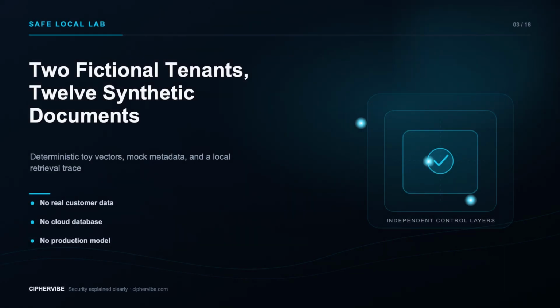The lab contains 2 fictional tenants, 12 invented support documents, deterministic toy vectors, mock metadata, and a local retrieval trace. No customer data, hosted vector database, production embedding model, external account, or cloud request is used. The demonstration explains control failures without providing an exploitation path against a real service.